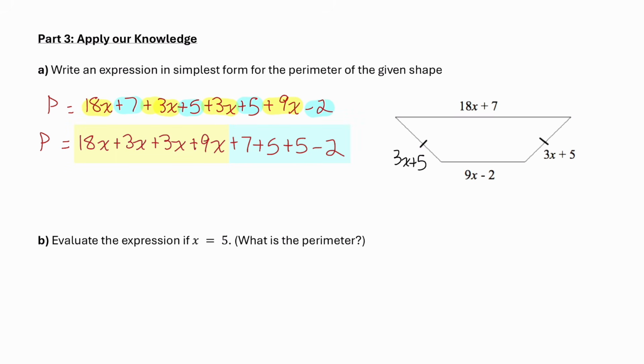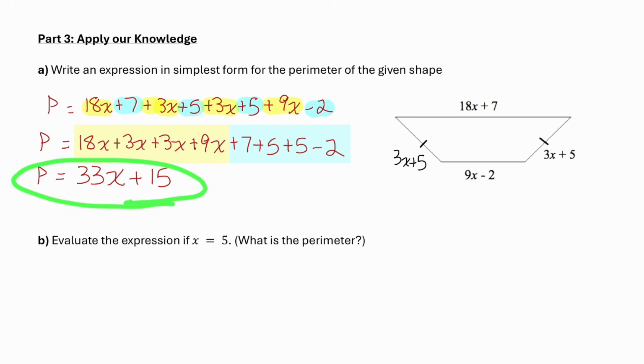And now I'll collect my like terms, the first 4 terms. If I add the coefficients, 18 plus 3 is 21, plus 3 is 24, plus 9 is 33. So the coefficient of the collected terms is 33, and the variable part stays the exact same. It stays as an x to the power of 1. And then collecting my constant terms together, 7 plus 5 is 12, plus another 5 is 17, minus 2 is 15. It's a positive 15, so I write plus 15. So this is my simplified expression. 33x plus 15 gives me the perimeter of this shape.